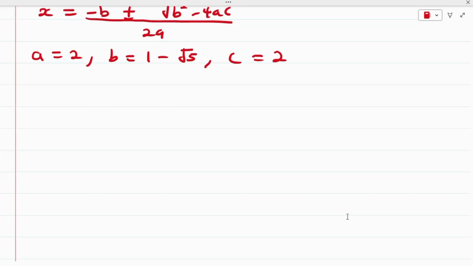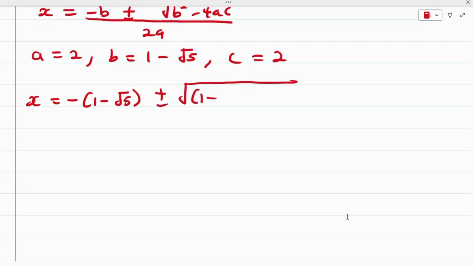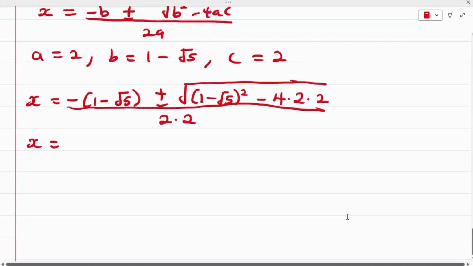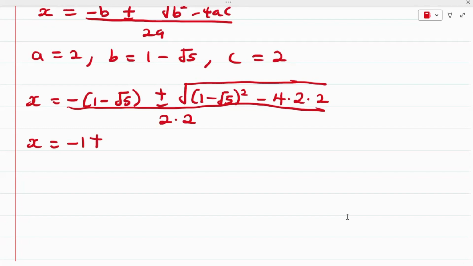So from here we have that x is equal to minus into 1 minus the square root of 5, plus or minus the square root of b squared, which is (1 minus the root of 5) all squared, minus 4 multiply a, which is 2, multiply c, which is 2, divide by 2 multiply a, which is 2. So x is equal to minus multiply 1 is minus 1, minus multiply minus is plus. We have this to be root 5, plus or minus.